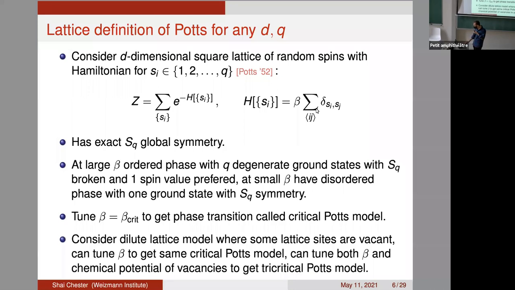Now we can consider a generalization of this lattice model, which is called the dilute lattice model. So in this generalization, now we let some sites be vacancies, and then you can tune beta to get the same critical Potts model that we just described. But now there's a possibility of tuning both beta as well as the chemical potential of these vacancies to get the tricritical Potts model. So this is called tricritical because now we have to tune two parameters to get to the fixed point. Okay, great. So we have the critical and tricritical Potts models.